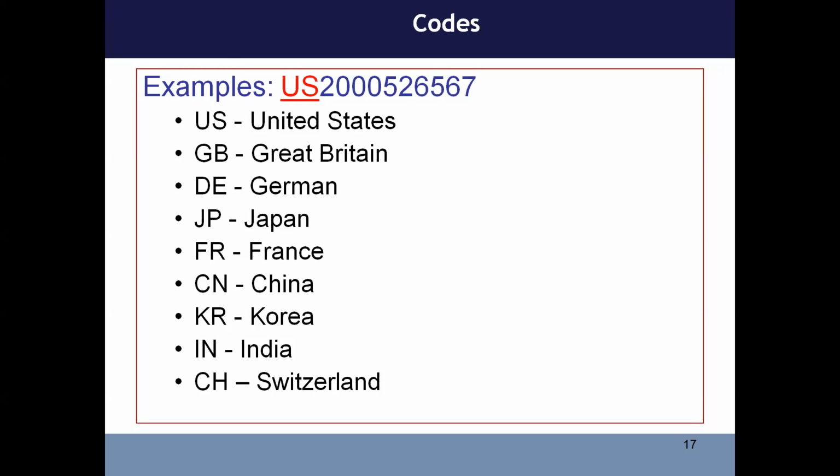pattern. Please remember, you always need to use the 2-letter code for reflecting the country name. So US, GB is for Great Britain, D for Germany, JP for Japan, FR for France, likewise IN for India, CN for China, CS for Switzerland. Each and every country has got a 2-letter code.